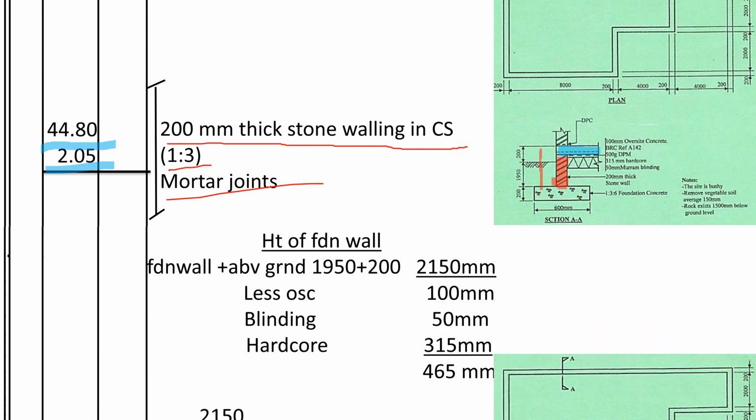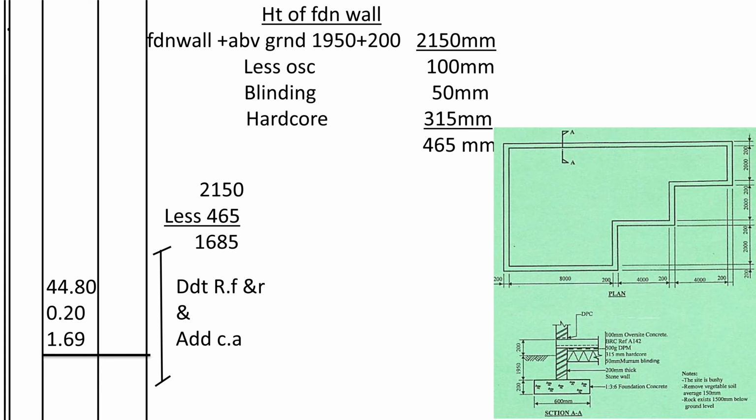We shall now go to height of foundation walling. We want to know what volume of soil has been replaced by the wall. So we'll calculate the volume of the wall up to the reduced level. So we shall find the height of the wall up to the reduced level. The total height of the wall up to over the oversight concrete was 2150. Then we deducted for the oversight concrete. Then we deduct for the blinding and for the hardcore, so that we can go back to the reduced level. So the height of the wall from the strip concrete to the reduced level is 465.